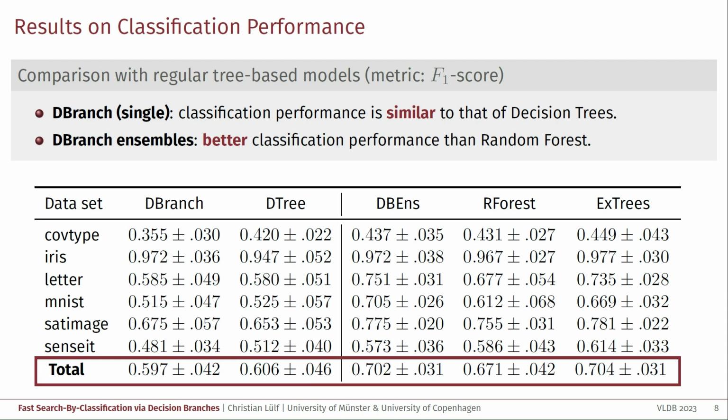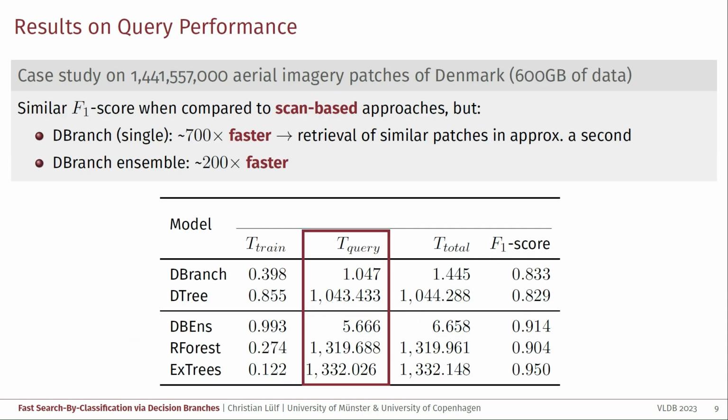In our experiments on the classification performance on 6 well-known benchmark datasets, we show that our individual decision branches have a similar F1 score as decision trees. In the comparison of the ensemble methods, our decision branch ensemble could even outperform the traditional random forest while being almost on the same level as the extra trees. In the experiments on the query performance, we could also demonstrate the expected outcome.